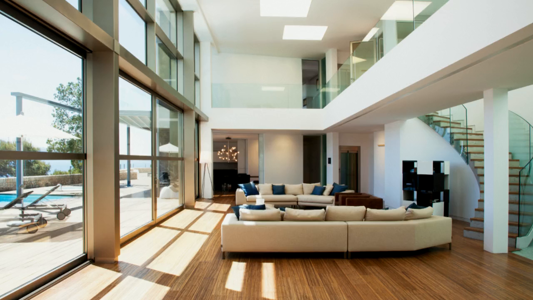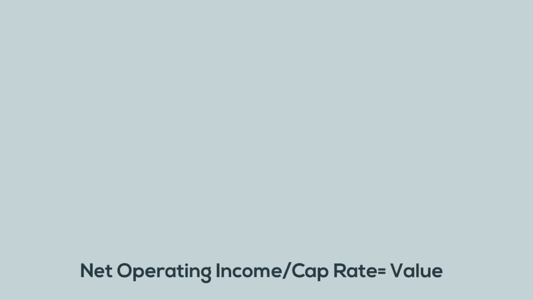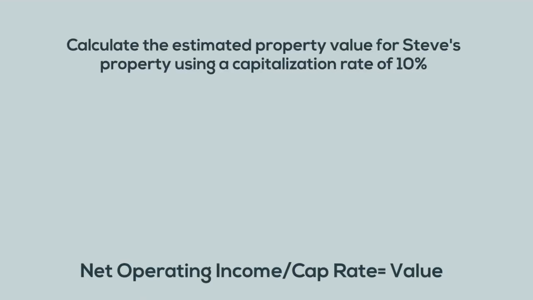Now that we have calculated the net operating income, it is easy to calculate what the estimated property value is based on whatever capitalization rate is given. Now let's calculate the estimated property value for Steve's property using a capitalization rate of 10%. So that's $70,200 divided by 0.10 equals $702,000.